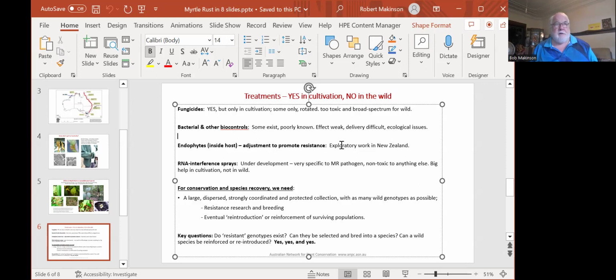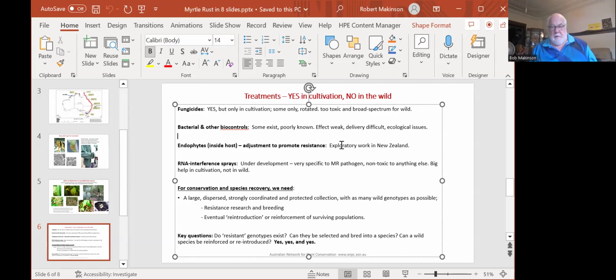double-stranded RNA, interference RNA. It's still under development, but basically it's a means of interfering with the metabolic and reproductive cycle of the Myrtle Rust pathogen. It's very specific to that pathogen. It doesn't attack anything else. It's non-toxic. It's like a lock and key situation where the molecular structure of the RNA can only key onto this particular pathogen and not onto anything else.